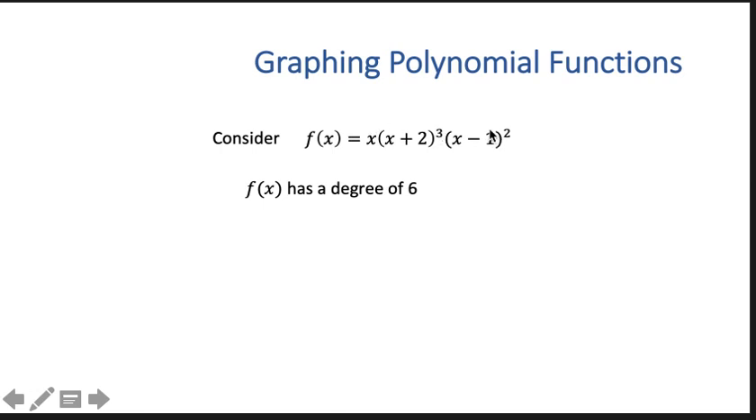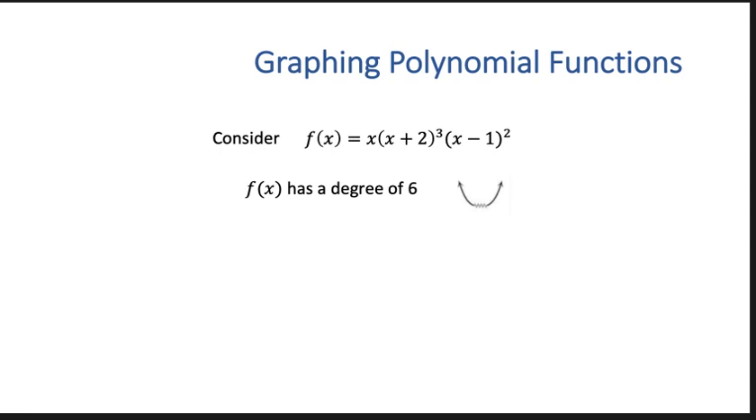So add all those exponents together. 3 plus 2 plus 1 is 6. Now, what's the graph of a polynomial function of degree 6 look like? Remember from our leading term test, the leading term is x squared. The coefficient is 1 and it's positive. So if the degree is even and the leading coefficient is positive, it's going to have that U shape.